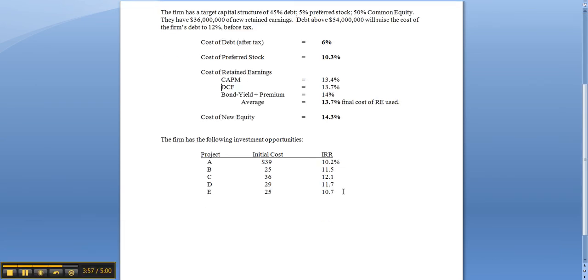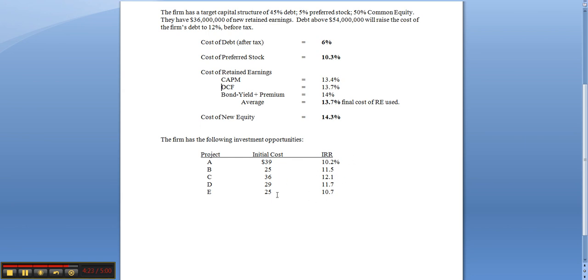And then down here are the various projects the company is looking at. These are the costs of each project. These are the internal rates of return for each project. From your capital budgeting, we find the cost of capital, or the weighted average cost of capital, and if the IRR is greater than the weighted average cost of capital, we would do the project. We would accept the project.